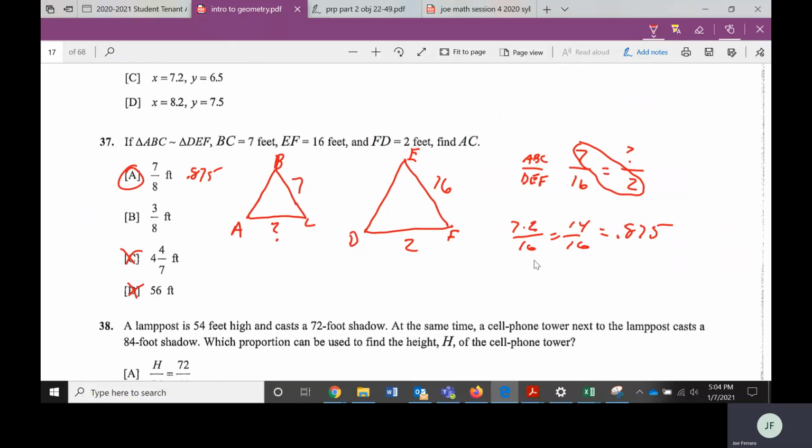Okay? The other way you could have done that is, if you're good with fractions, you had 14 over 16, and you know the answers are in fractions, you look at this and reduce. 2 could go into both. So divide the top by 2 is 7, bottom by 2 is 8, and it's 7/8.